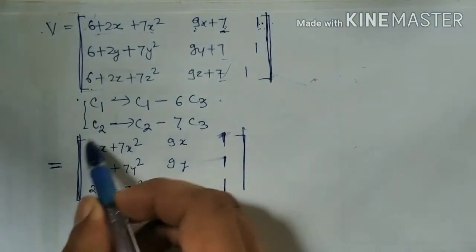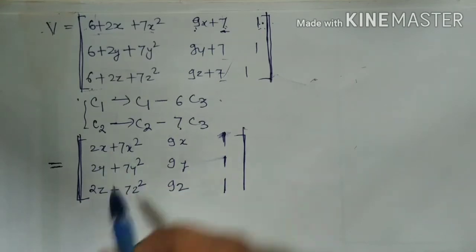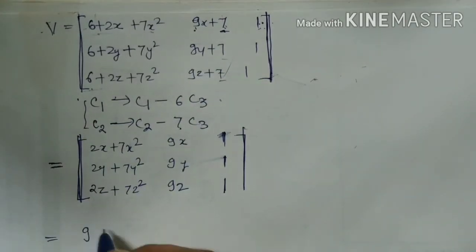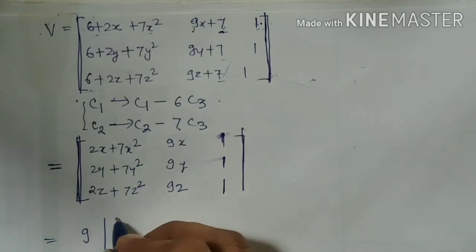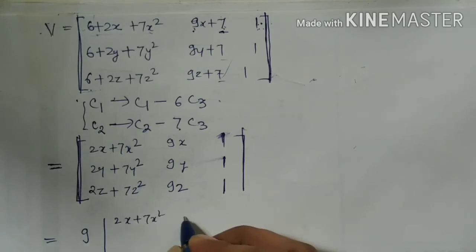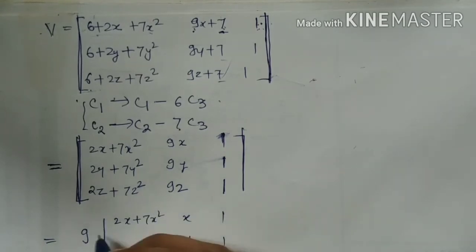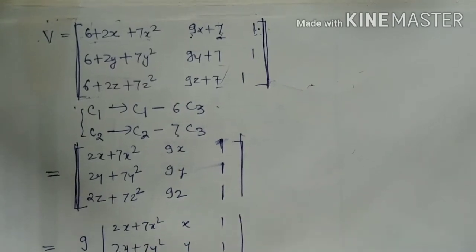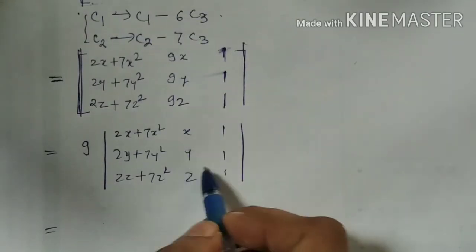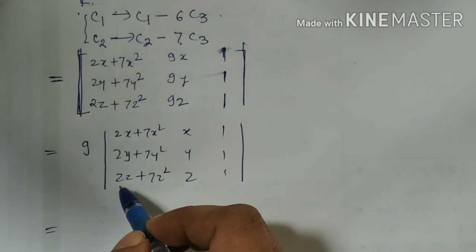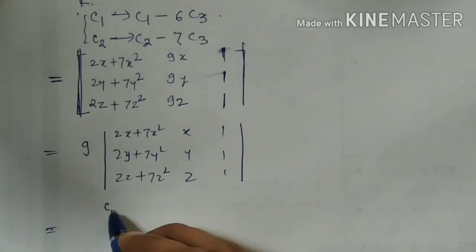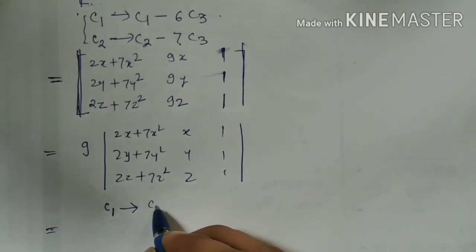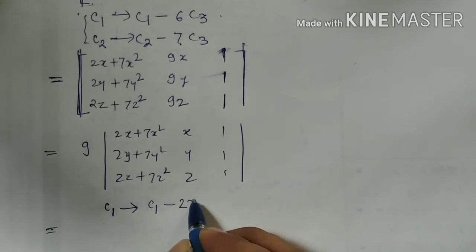So see, we have eliminated the constants from the first and second columns. Now we have to remove this 2x, 2y and 2z from the first column. But before that, let's take this 9 common throughout. If I take 9 common from the second column, we'll be left with x, y, z in the second row, and this row is going to be as it is. I can use the second column to eliminate this 2x, 2y, 2z in the first column. So how will we do that? We are going to perform the operation on the first column: C1 minus twice C2.